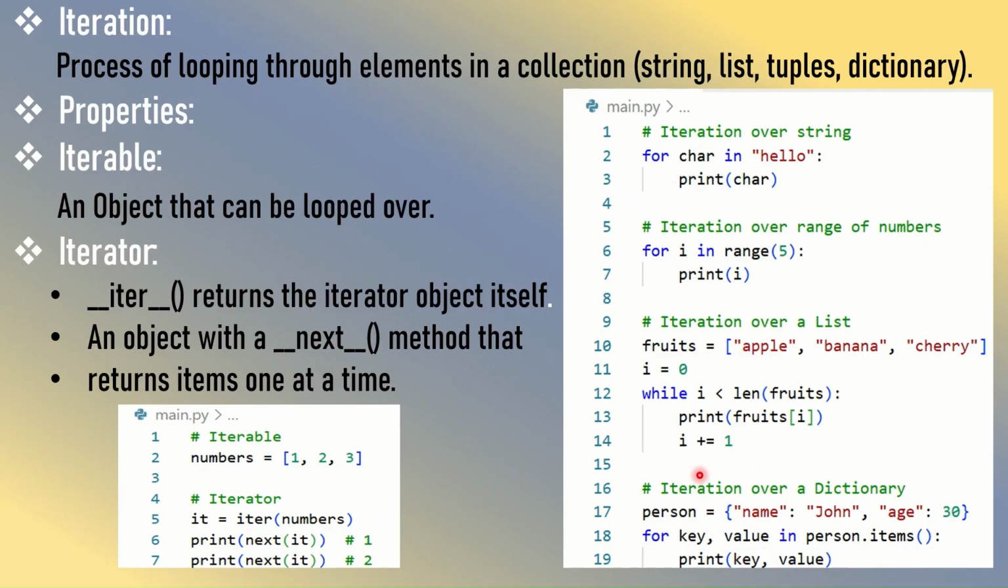So like this, you can iterate over one character at a time, you can iterate over a range of numbers, you can iterate over a collection of elements in a list, and you can iterate over key value pairs in a dictionary. This is how iteration works. So this is all about recursion and iteration.